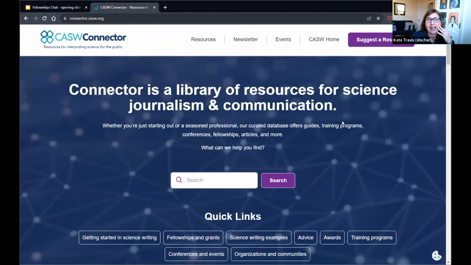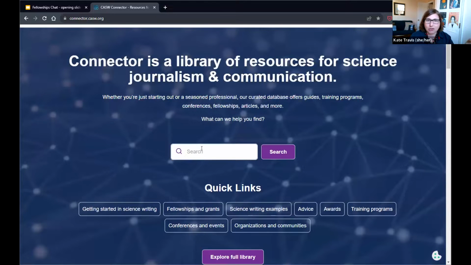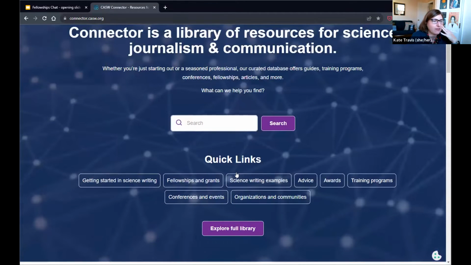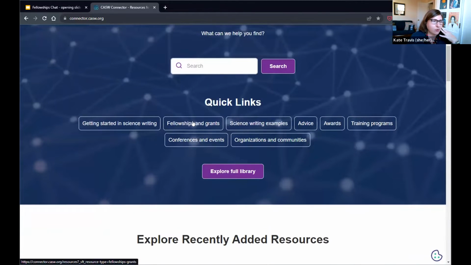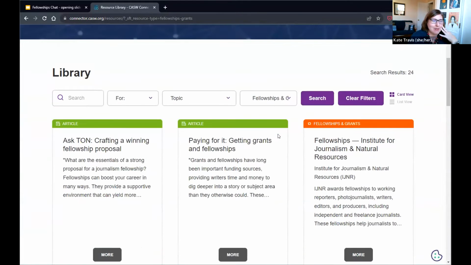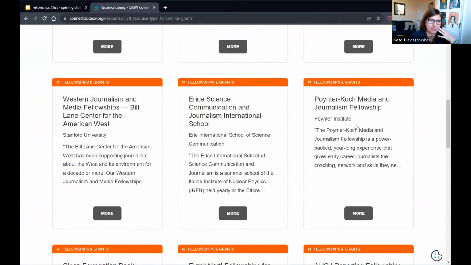This is the site right here, and we have all different kinds of resources. You'll see right away that you can search if you're looking for something specific. And then we've provided some quick links for you. And in honor of today's conversation on fellowships, I have, of course, stacked the deck and put a button right here for you called Fellowships and Grants. And you can see right away what resources we have. They include articles about doing a fellowship, and they include individual fellowships themselves.